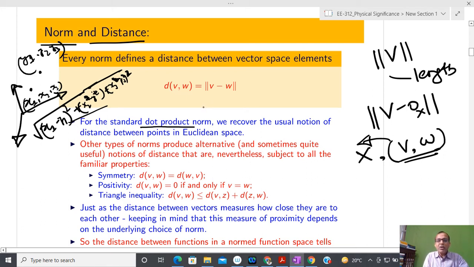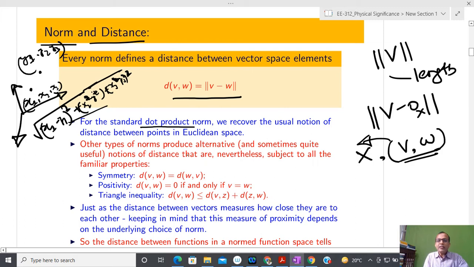Now here we are going to generalize, we are not going to restrict to Euclidean space only. Euclidean space means I have real numbers, and after that I have some way to define the distance. Most of the time we define distance using the dot product only. So the same thing we have generalized here.